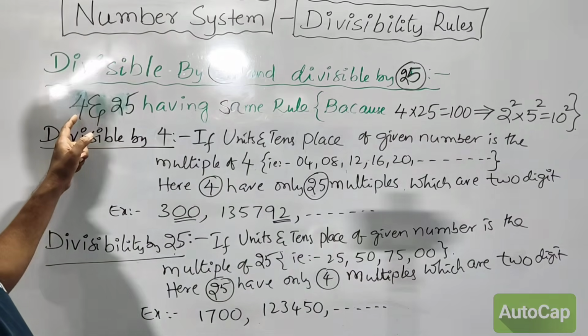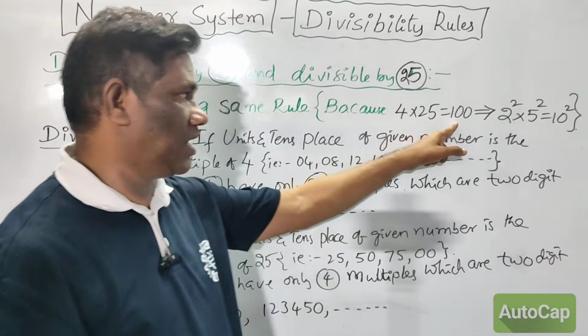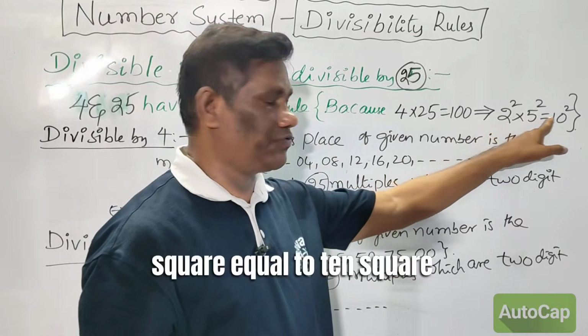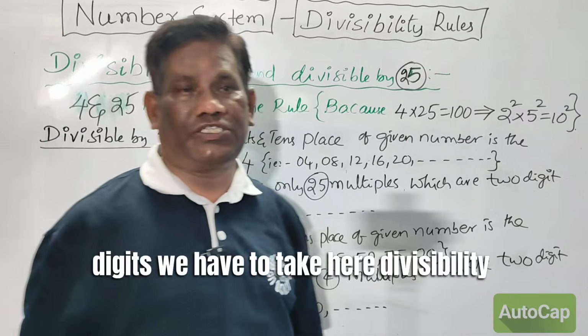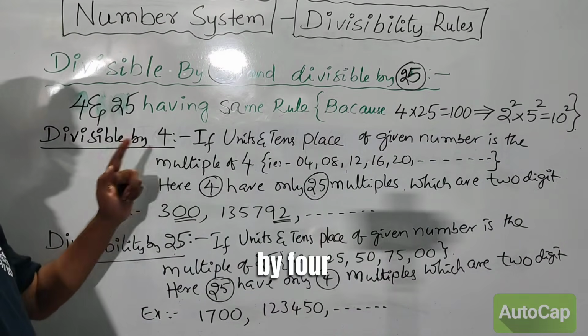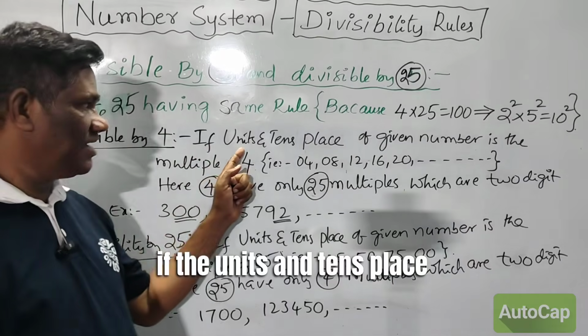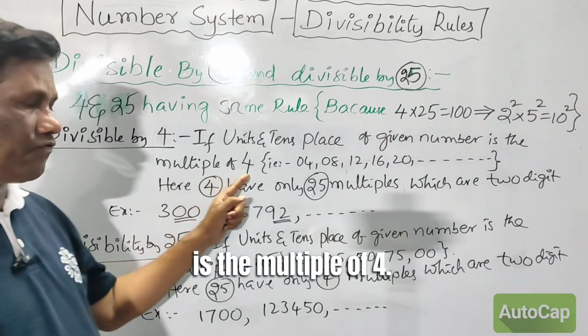Now here 4 and 25 have the same rule because 4 into 25 is 100, that is 2 square into 5 square equal to 10 square. Here the power 2 indicates how many digits we have to take. Clear? Divisibility by 4: if the units and tens place of the given number is a multiple of 4.